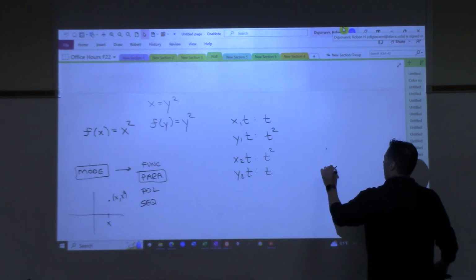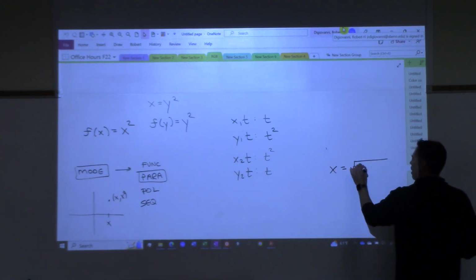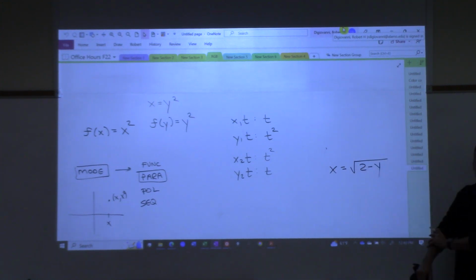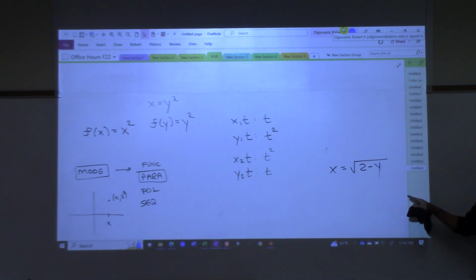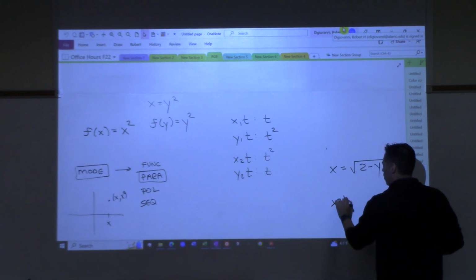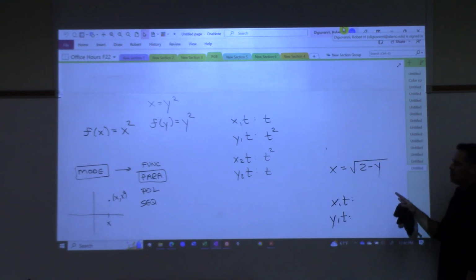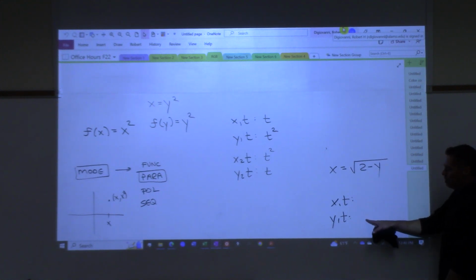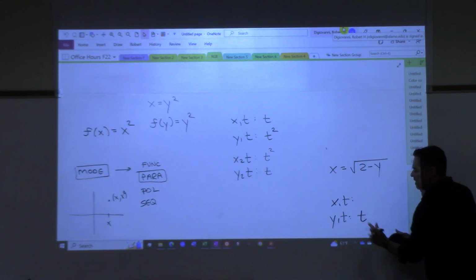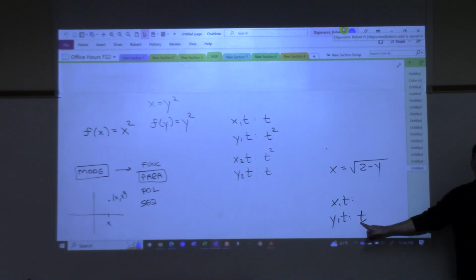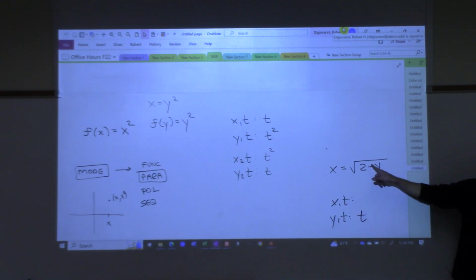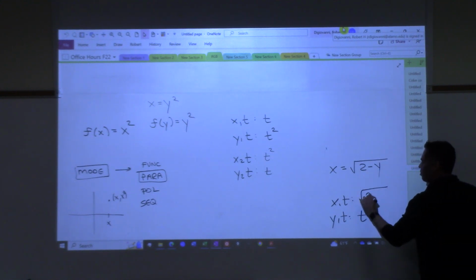Remember this one? x equals the square root of 2 minus y. That's the one we just had a minute ago, right? And we were like, hey, what does this look like? The way I would type this into my calculator, x1t, y1t: if you're going to be doing a function of y, your y coordinate will always be t. This will always be t. And this will be that function with t plugged in for y. Okay. So square root of 2 minus t.